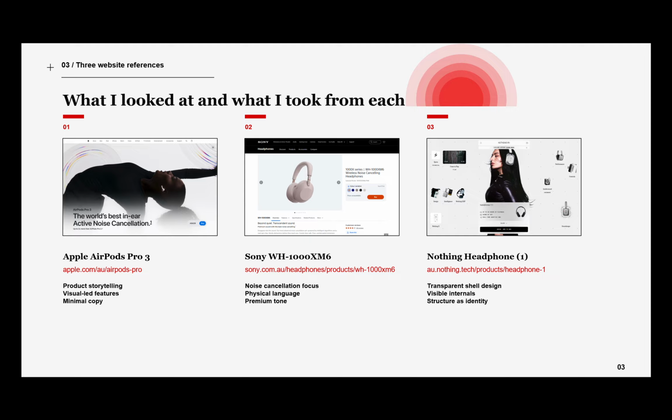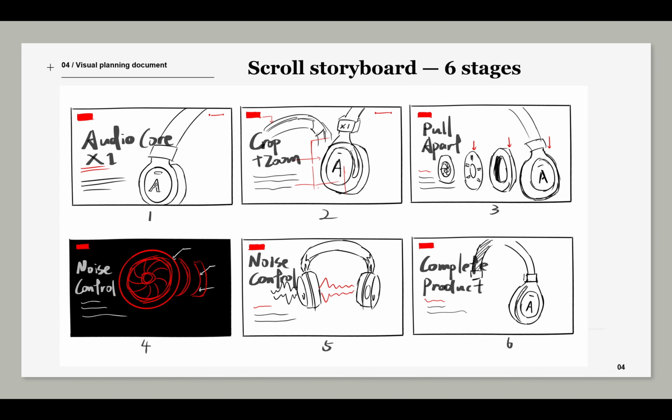The third was the Nothing headphone. Nothing uses a transparent shell to make the internal components directly visible. The product structure itself forms part of the brand's visual identity. This influenced my decision to use the internal layers, the shell, air, cushions, panels, and drivers, as the primary visual content for the prototype, rather than photographs or marketing copy.